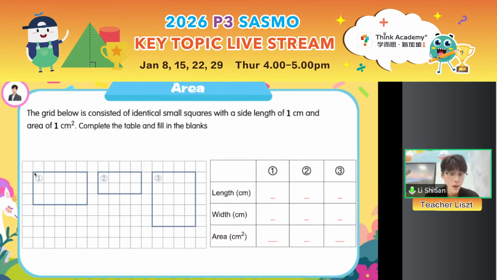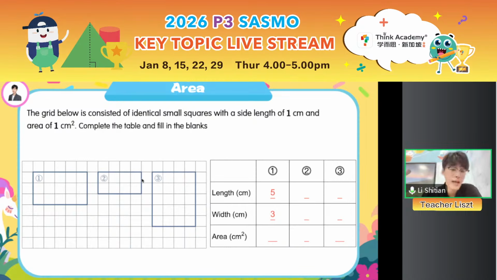Let's count. 1, 2, 3, 4, 5. So there are 5 blocks. It means it is 5 centimeters. So the length is 5. What about the width, the breadth? Let's count. 1, 2, 3. So the width of it is 3 centimeters.